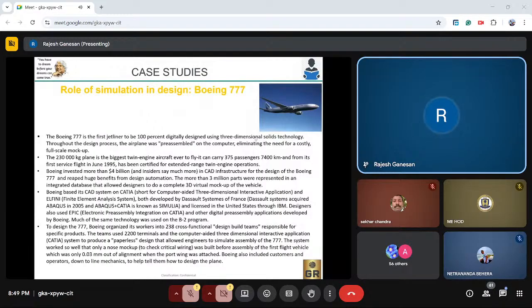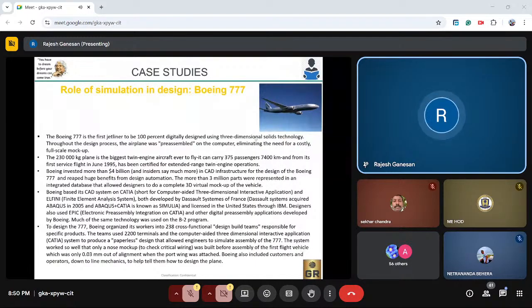First, they did the mock-up design, so everything is pre-assembled in the computer itself to see the results. The 2 lakh kg plane is the biggest twin-engine aircraft ever flown, carrying 375 passengers. Okay, so it is a very big flight. This Boeing 777 is a very big flight. This is a twin engine aircraft.